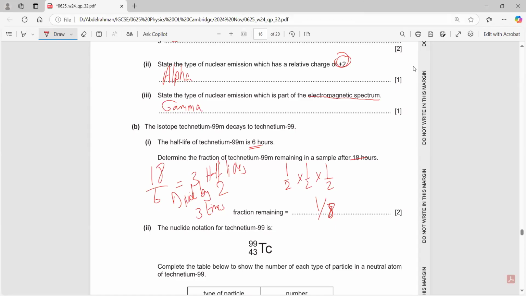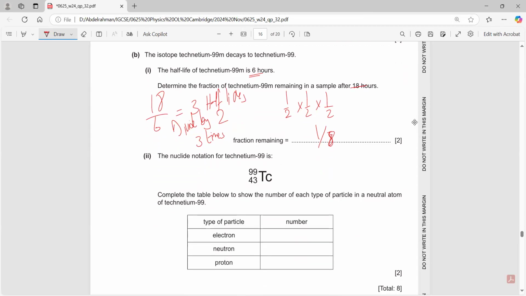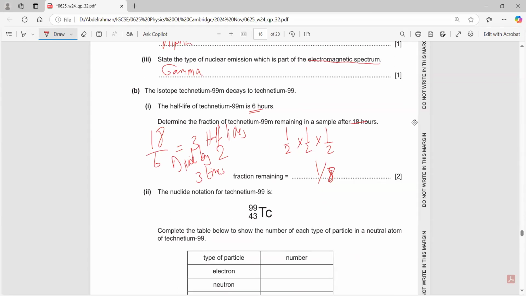You don't need to divide something by 2. You can divide 1, for example, if you want to use the calculator: 1 divided by 2, then divide by 2, and then divide by 2 again. It would give you 1 over 8, which is basically the same thing. You're halving it 3 times.